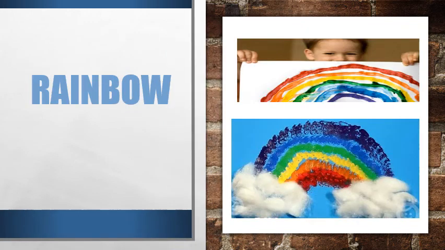After this, once the child has made the rainbow, you can encourage the child to stick cotton near the rainbow, as shown in this picture. Don't expect perfection, because it's children's work, and it's going to be very colorful. Let the child use their own creativity and make this. I'm sure that the output of this activity is going to look wonderful.